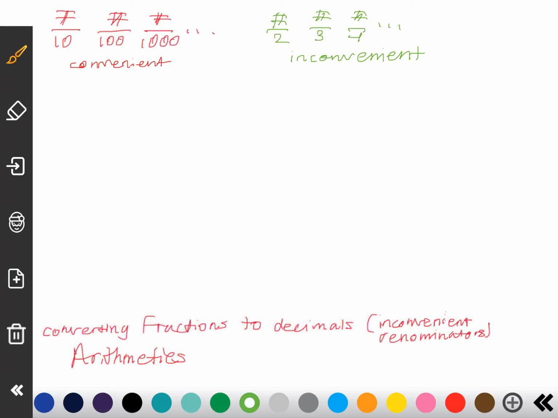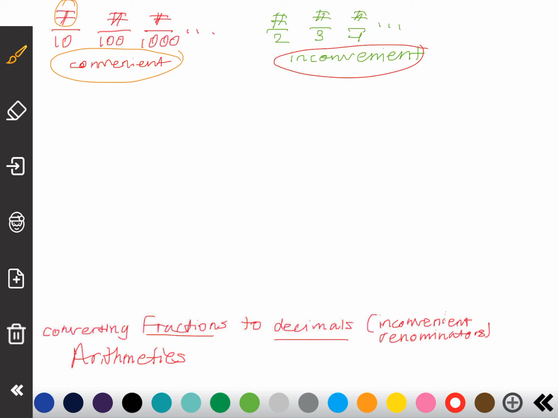In this video, we'll be covering converting fractions to decimals, which involves inconvenient denominators. So in the other video, we have figured out how to convert any number over 10, any number over 100, and so forth. For this video, we'll be covering inconvenient denominators and how to convert from fractions to decimals.